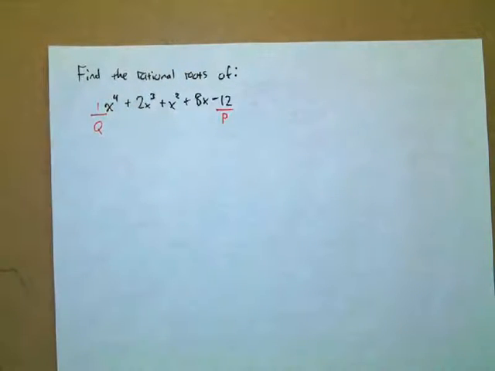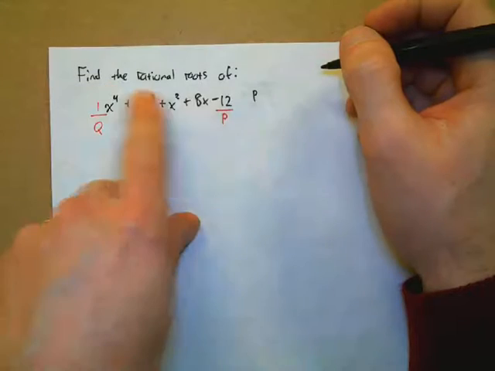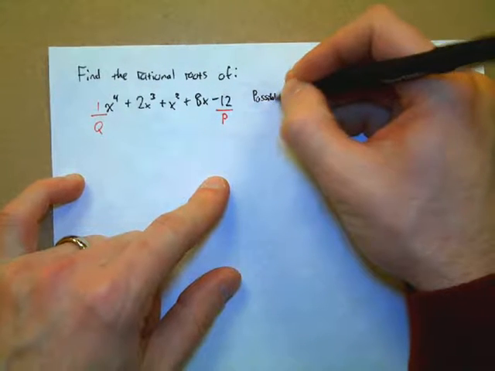All right, so we need all the factors of 12. So that's going to be plus or minus 1, plus or minus 2, plus or minus 3, plus or minus 4, plus or minus 6, and plus or minus 12. Thankfully, that's all over plus or minus 1 there.